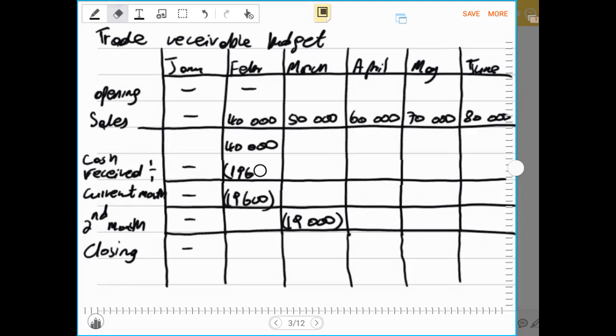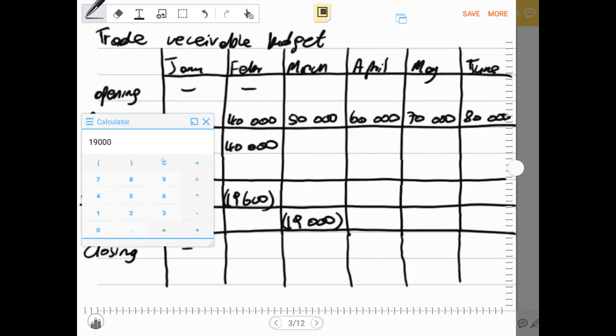Sorry for this, I was recording in the wrong columns. So now this is the current month. Under the first month, let me just say first month so that it is clear, customers who pay in the first month, they will pay us how much? 19,600.